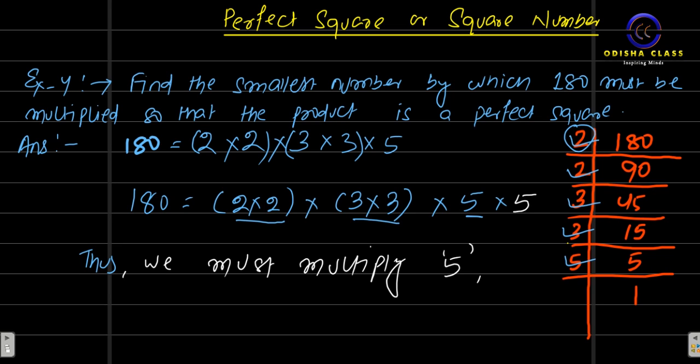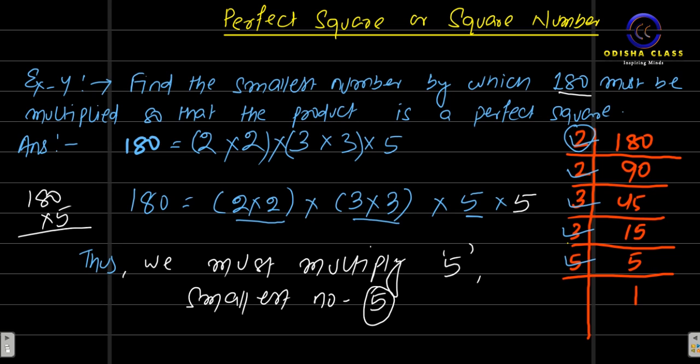Hence, what is the smallest number? The smallest number will be 5. That must be multiplied with 180 to get a perfect square. You see, 180 multiplied by 5 becomes 900. Is 900 a perfect square or not? Yes. 900 is 30 square.